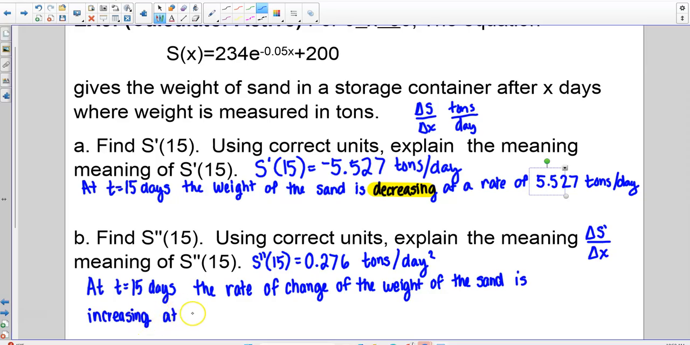At a rate of 0.276 tons per day squared, or tons per day per day. I'm going to do it both ways so you just see. You don't have to, just so you see. Either way is fine. Right there.